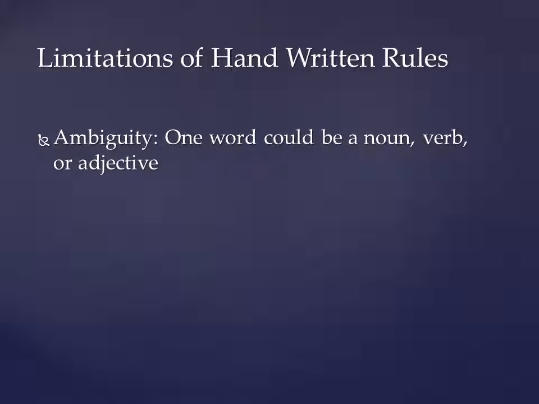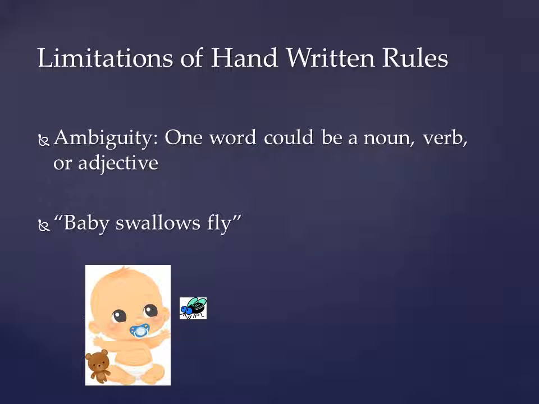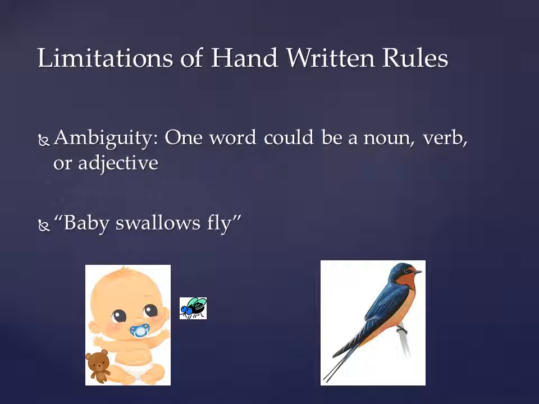Take for example the sentence, "Baby swallows fly." The word baby can be both a noun or an adjective. The word swallows can be both a verb and a noun, and the word fly can be all three. Using one form of the words paints a picture of an infant ingesting an insect. Using the other form of the words gives us a small bird taking flight. While humans can easily tell that the correct meaning based on the context is the latter, trying to use a set of handwritten rules to parse this sentence fails in this case.